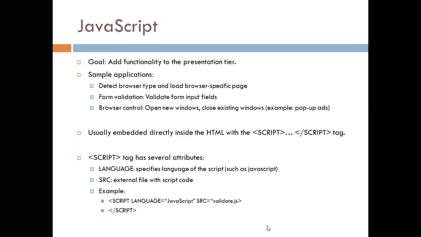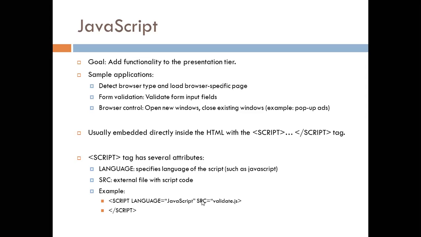An example is like this. Script language is equal to JavaScript. Source is equal to validate.js. JavaScript files will be with the extension .js. So it indicates that a separate file is present in the same directory with the name validate.js. That script will be loaded along with this particular HTML file.